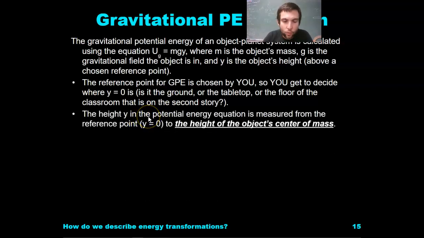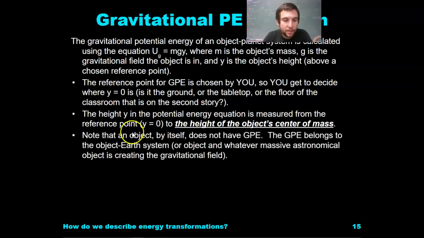The height y in the potential energy equation is measured from the reference point y equals 0 to the height of the object's center of mass. Note that an object by itself does not have gravitational potential energy. Gravitational potential energy belongs to the object-Earth system, or the object and whatever massive astronomical object is creating the gravitational field. You need a planet or a moon or a star to be part of the system.